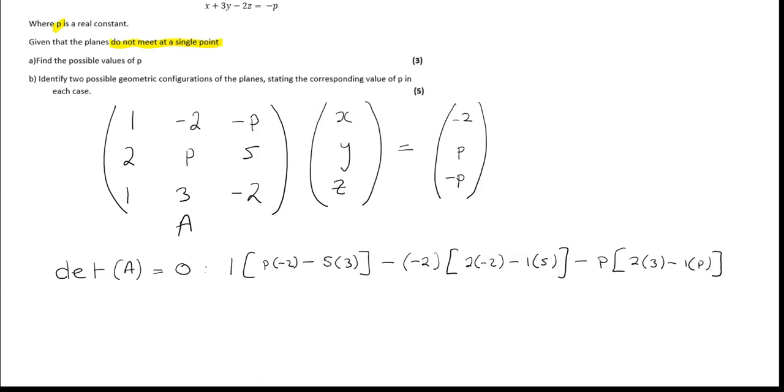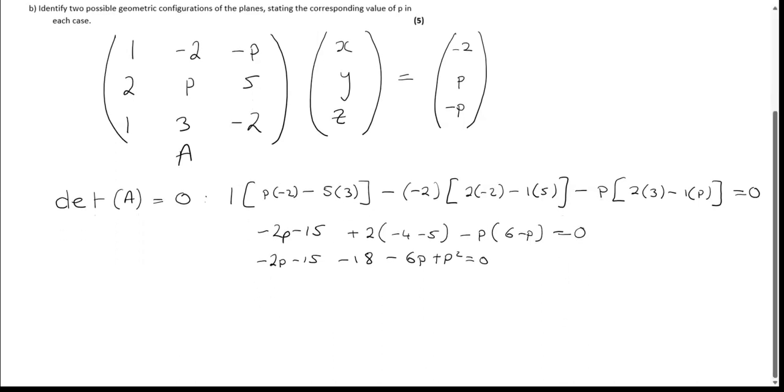If we now work all this out from the first bracket, we get -2p minus 15, and that minus minus is going to become a plus 2 times, and you've got -4 minus 5 in there, minus p times 6 minus p, and remember this is equal to 0. Let's expand further: -2p minus 15, 2 times -9 is minus 18, minus 6p plus p squared equals 0. And so you've got p squared minus 8p minus 33 equals 0.